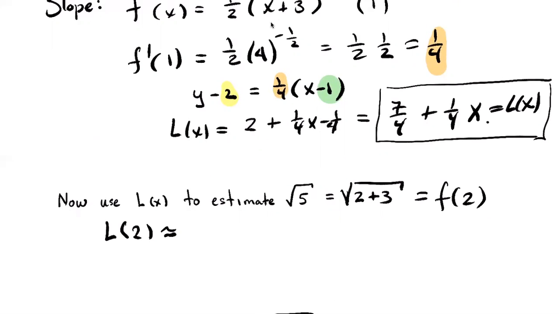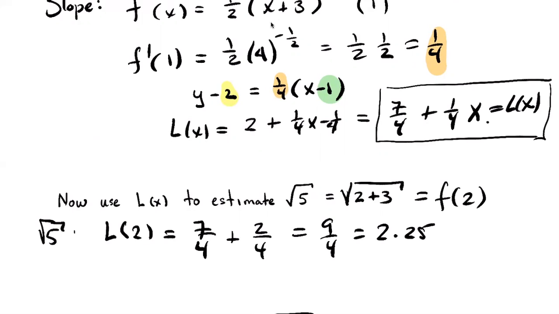L of 2, sorry, I didn't mean to write approximately equal here. I'm just going to write L of 2 equals 7/4 plus 2 over 4, and that's 9 over 4. Or if you like, as a decimal, 2.25. So our estimate for the square root of 5, this is what I was trying to write over there: square root of 5 is approximately L of 2. It's about 2.25.